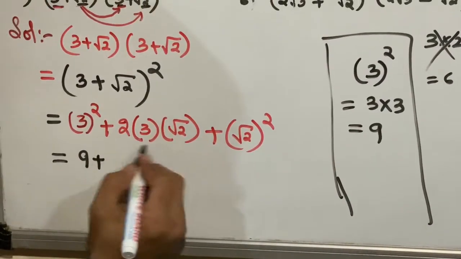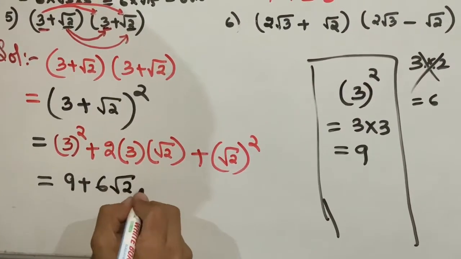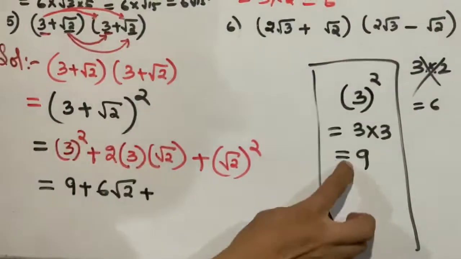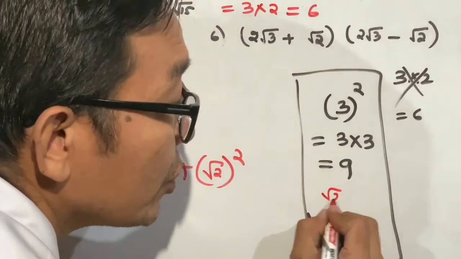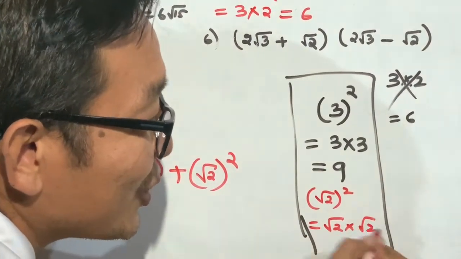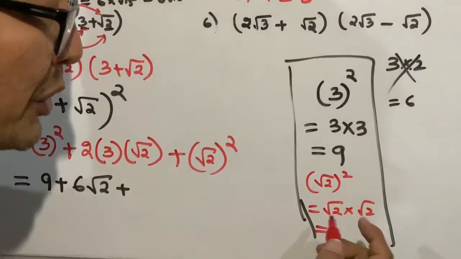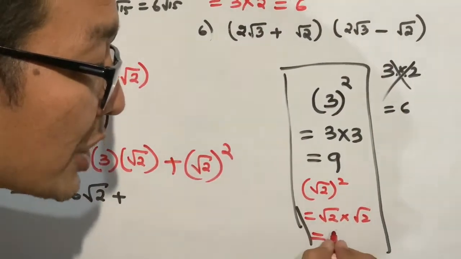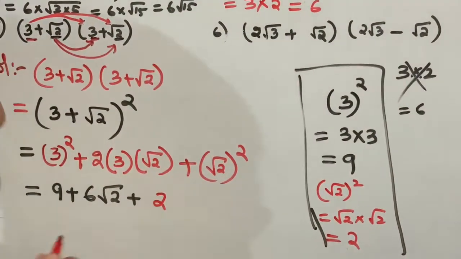And plus, multiply 2 times 3 is 6, and root 2. Plus root 2 whole square. Root 2 whole square is root 2 times root 2. So root 2 times root 2, the square root of 2 number, the answer is 2.